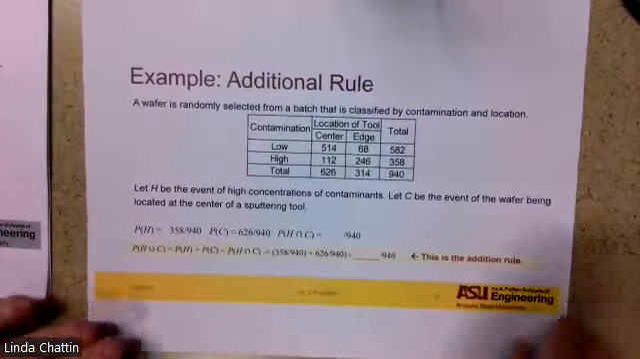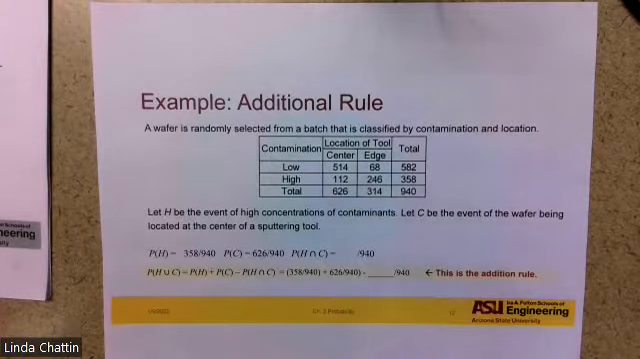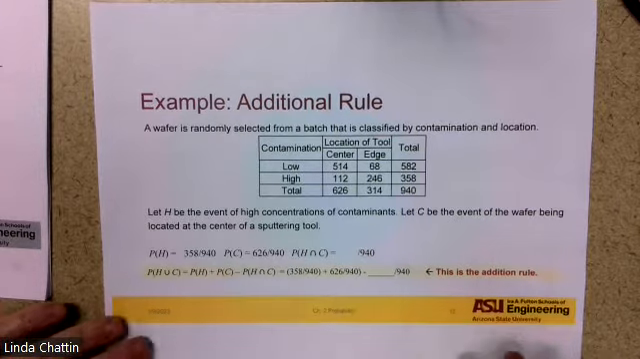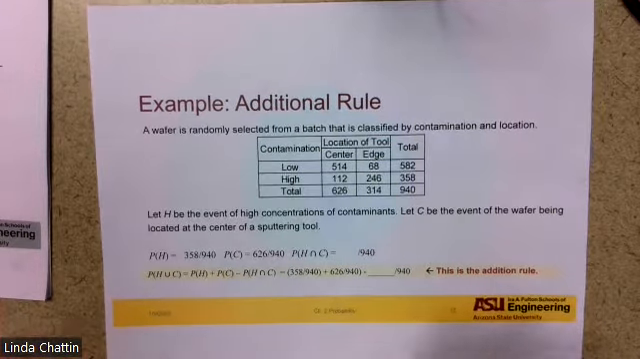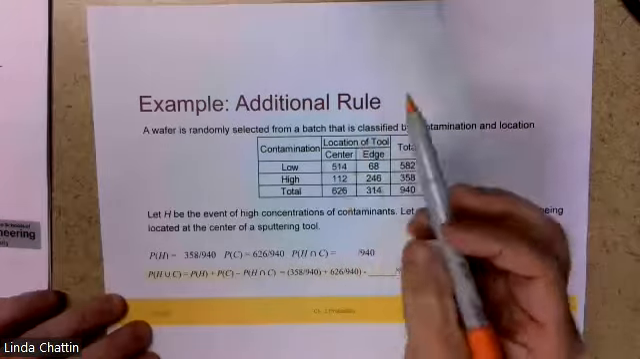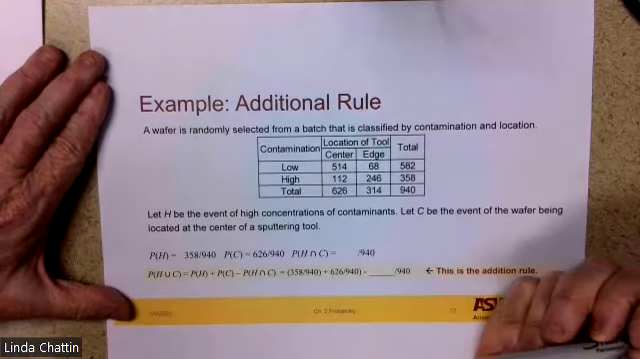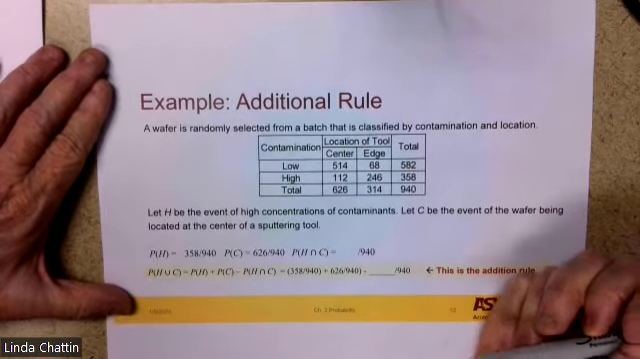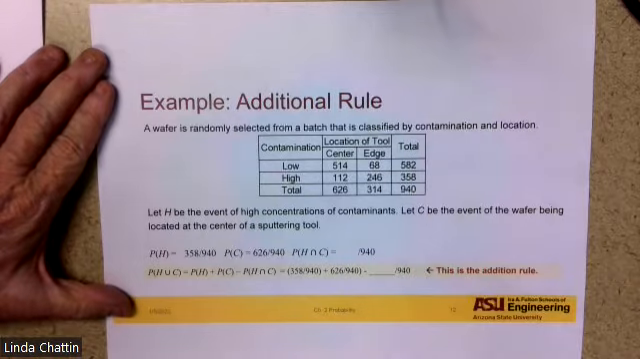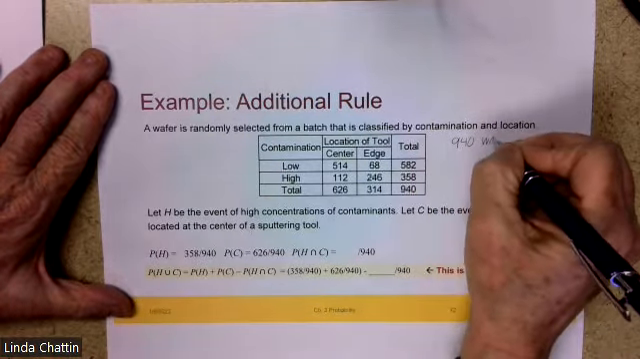They give us this example and they're looking at a particular wafer, a semiconductor wafer. And what they've done is they've categorized where, when the wafer was made, the location of the tool: was it in the center or the edge? And did the wafer have a high level of contamination or a low level of contamination? And so what they did was there were a total of 940 wafers total.